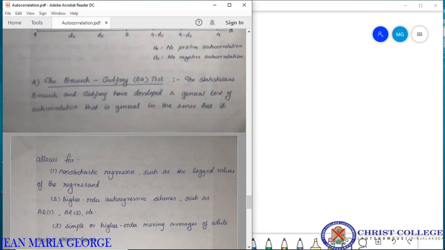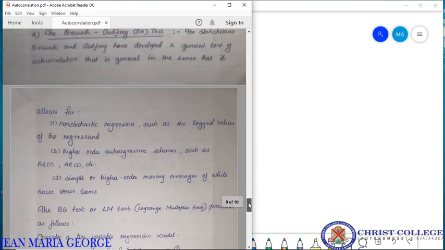Okay, so this test is formulated by the statisticians Breusch and Godfrey, and therefore it is named so. They developed a general test of autocorrelation. This test is called a general test because it allows certain conditions. It is considered a general test because this test is more open to certain conditions.